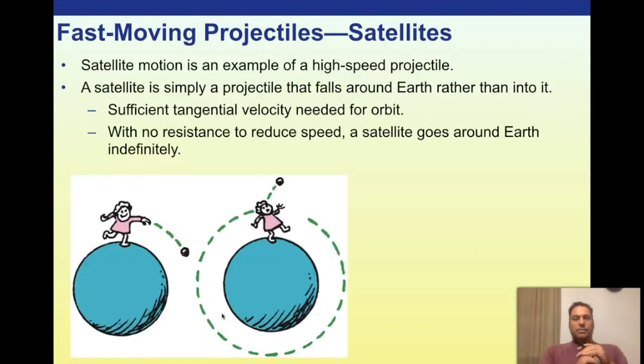So let's actually step up. Let's go away from baseballs and golf balls, even though we tend to think of those as fast-moving projectiles, even bullets. We need to talk about things that are even faster. Satellites. Satellites go much faster than bullets. So satellite motion is an example of a high-speed projectile. Satellites go at extremely high velocities. A satellite is simply a projectile that falls around Earth rather than into it.